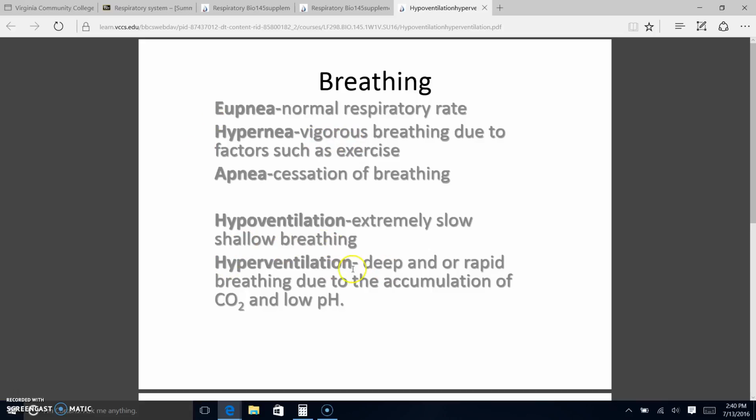Now, two other things that usually have a lot of medical implications are hypoventilation, where hypo means below, so extremely slow, shallow breathing, or hyperventilation, where hyper means more. Hyperventilation would be deep or rapid breathing, and usually that occurs due to an accumulation of carbon dioxide or a lower pH.